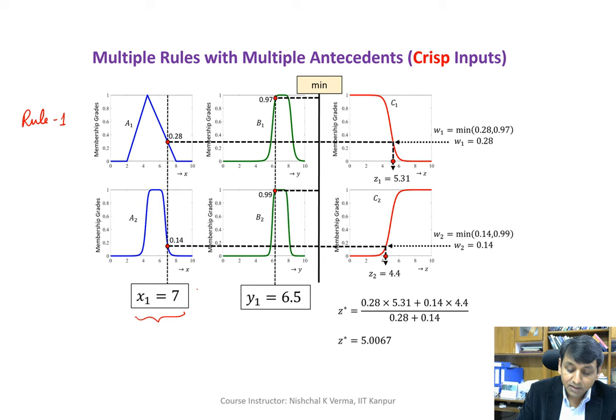So corresponding to x1 is equal to 7 and y1 is equal to 6.5, we get two points of intersection here. So for the first antecedent, for A1, this x1 is equal to 7 is giving us the intersection point at 0.28. So this I can write as w11. Why w11? Because this is for the first rule and first antecedent. Similarly here, this is first rule and, sorry, second antecedent.